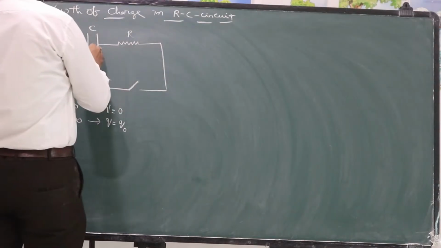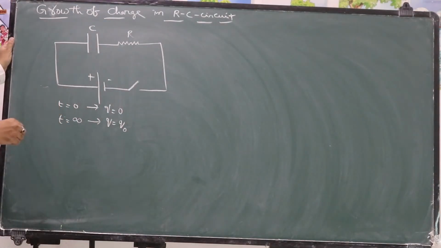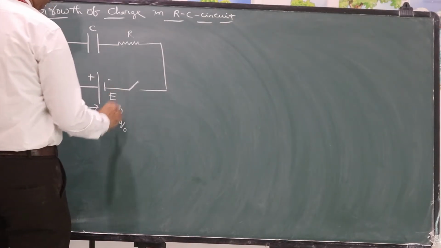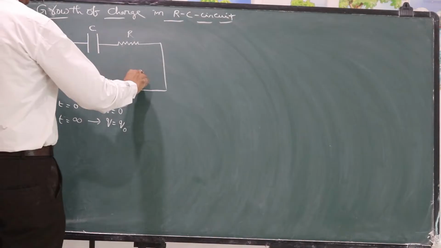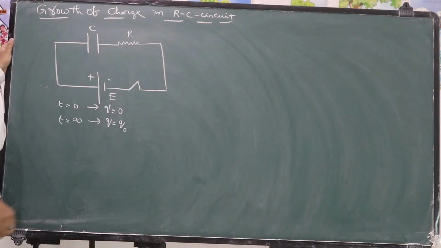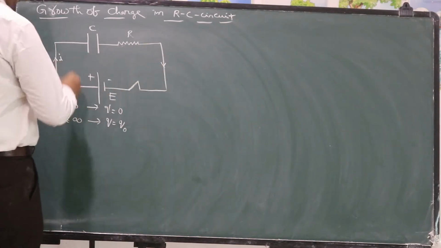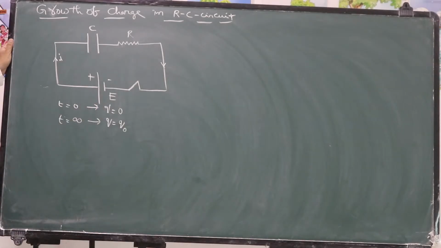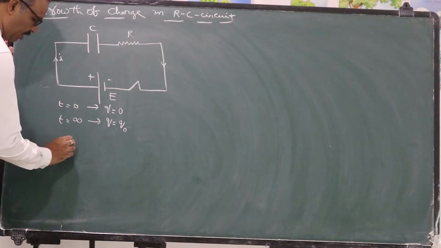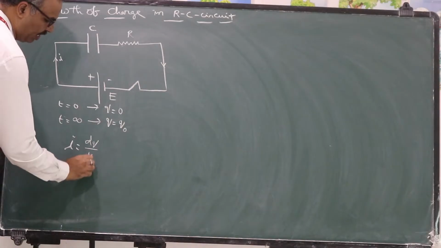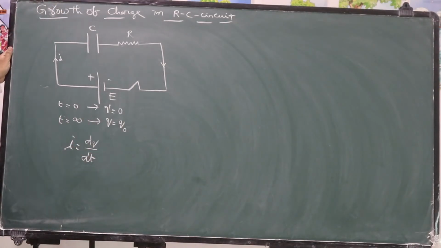We know that, suppose the EMF of the cell is E and the key is closed. Then some current moves through the branch containing C and R. Let I be the current passing through the branch. Current is given by dq by dt. The rate of flow of electric charge is called electric current.